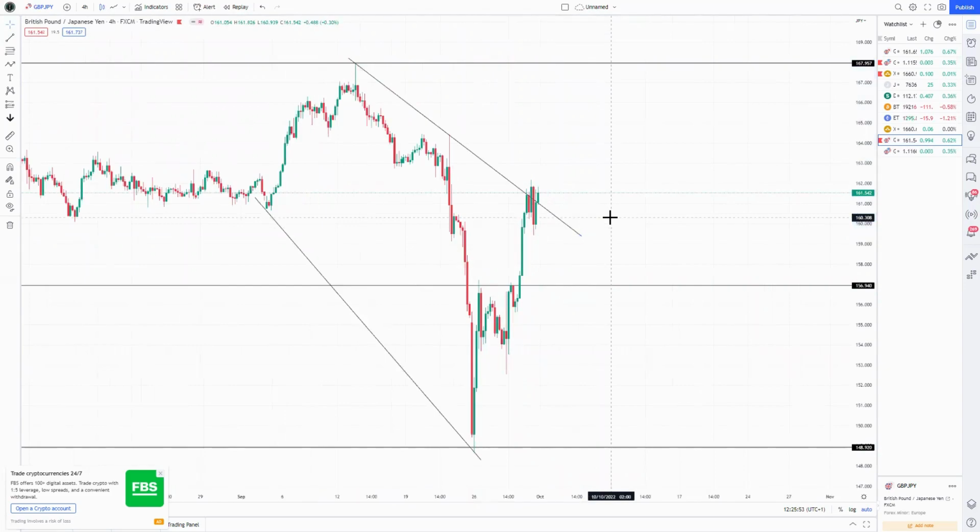Okay, this is what I can see on GBPJPY. And we can also mark an inner trend on GBPJPY too. But let's go to the 1 hour time frame to see it properly.